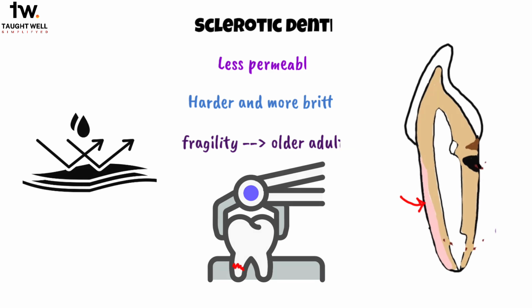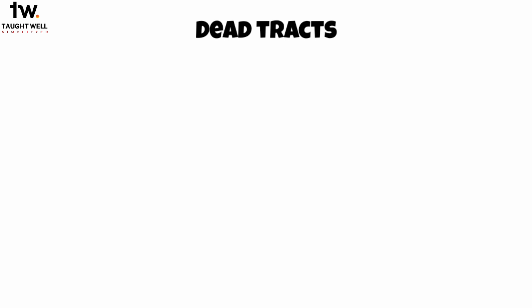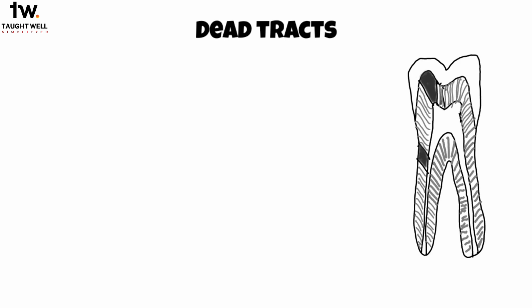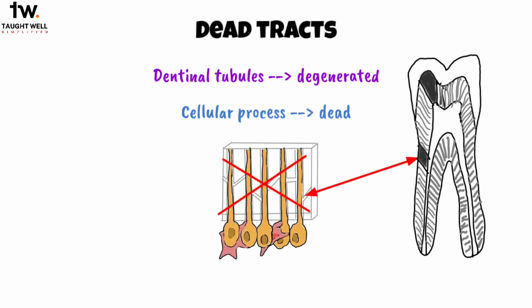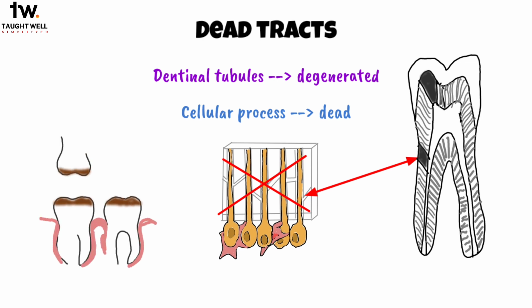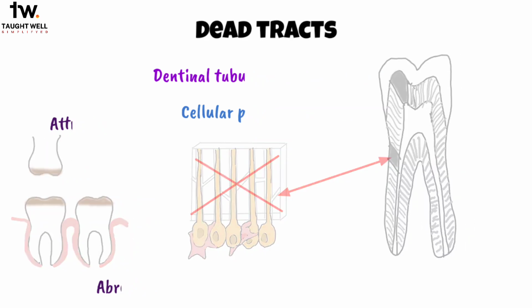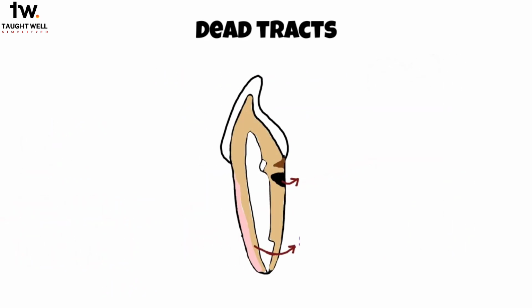Dead tracts are another age-related change in dentin. These are areas where the dentinal tubules have degenerated, often appearing dark when viewed with transmitted light. You can think of dead tracts as abandoned pathways within the dentin where the cellular processes have died off. Dead tracts are commonly found in teeth that have experienced significant wear, such as attrition, tooth-to-tooth wear, or abrasion, wear from external sources like brushing. They are also seen beneath carious lesions, where the decay has progressed and damaged the underlying dentin.